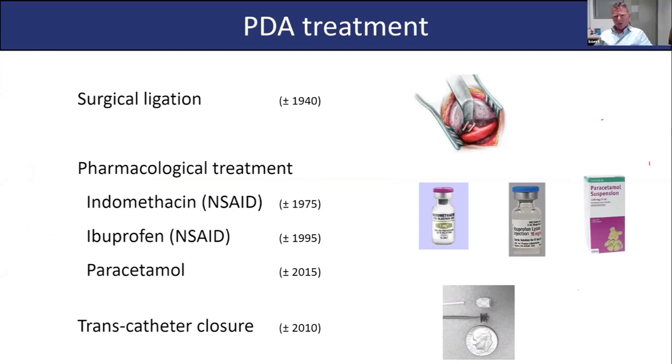The treatments available to us have also evolved over time. It started with surgical ligation already in the early 40s, and then we got pharmacological treatments with indomethacin 20 years later, followed by ibuprofen, and 20 years later, followed by paracetamol. The newest thing, which I will come back to a little bit later, is transcatheter closure, which started from 2010.